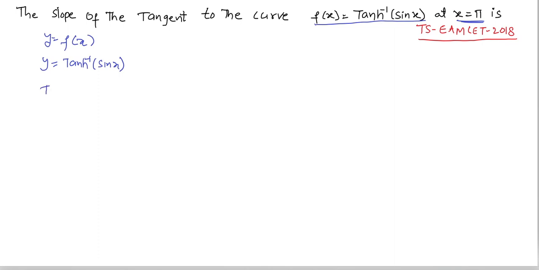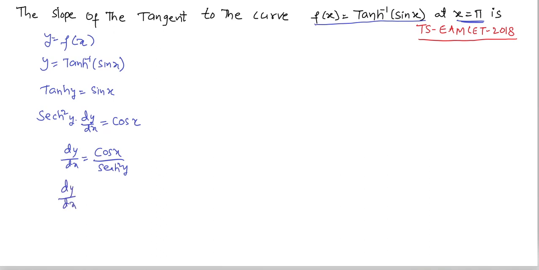From this, tanh y is equal to sin x. Now take differentiation on both sides. Tanh y differentiation, that is sech square y into derivative of y is dy by dx, is equal to sin x derivation, cos x. Therefore dy by dx is equal to cos x by sech square y. So this dy by dx is equal to cos x by sech square y, that is 1 minus tanh square y. Here is given tanh y is equal to sin x.